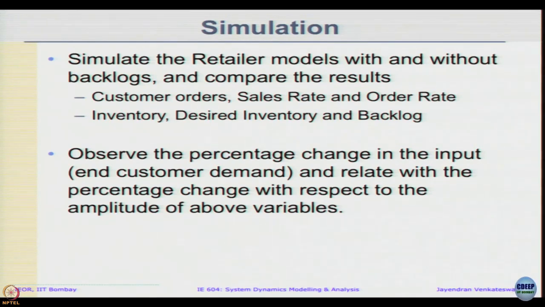And another one having inventory, desired inventory and backlog in a single graph, and observe the percentage change in the input and relate it to the percentage change in the amplitude of the above variables. Our input changed 20%, step of 10 increased to 12, plus 2 units. A 20% increase in step input results in how much percentage increase in the order quantity, and including backlog, should it remain the same or different?